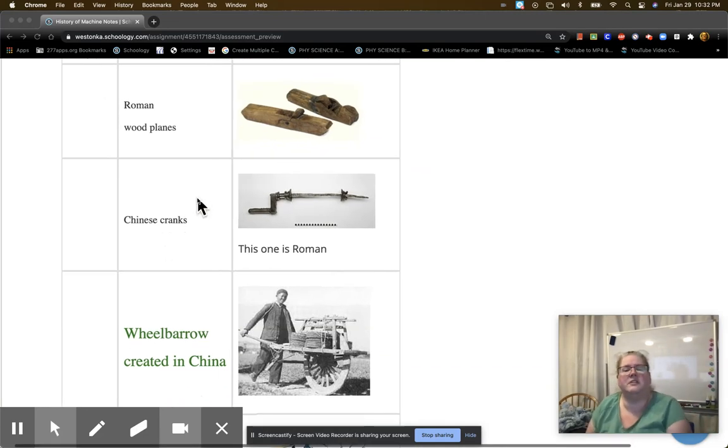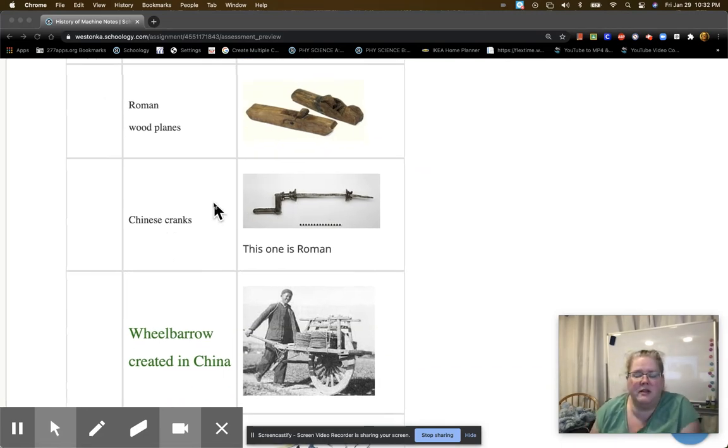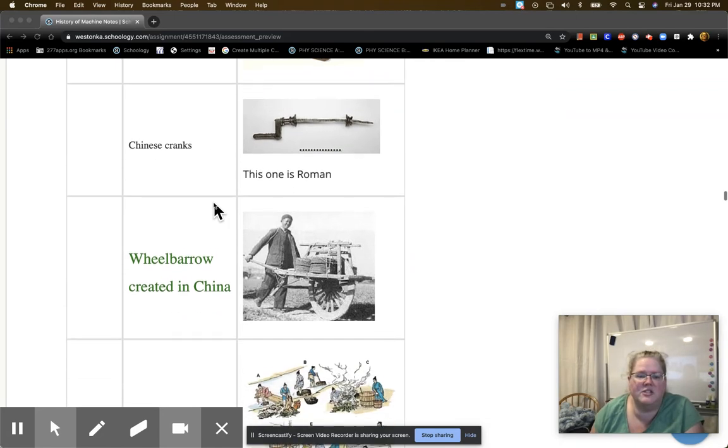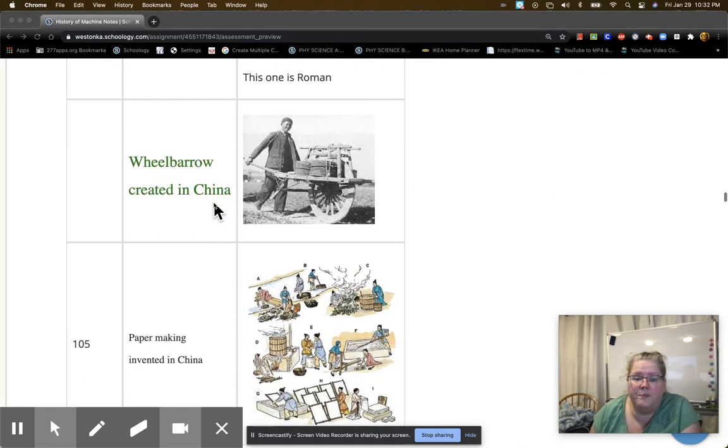The Chinese invented the crank. This one happens to be Roman, but the actual creation is credited to China. And so is the wheelbarrow.